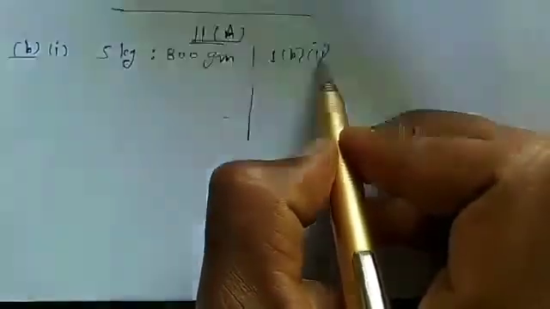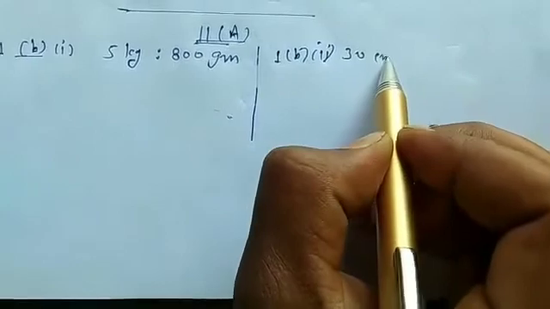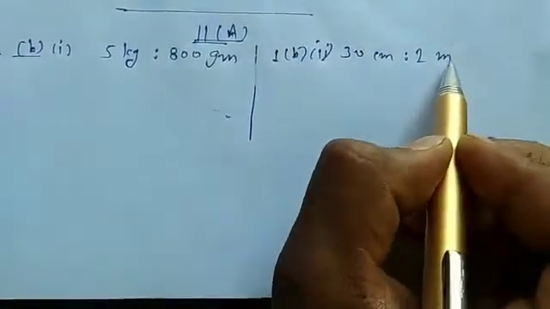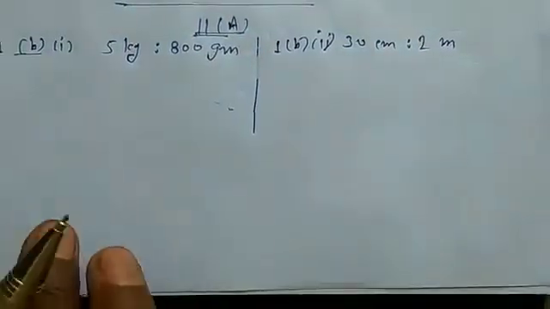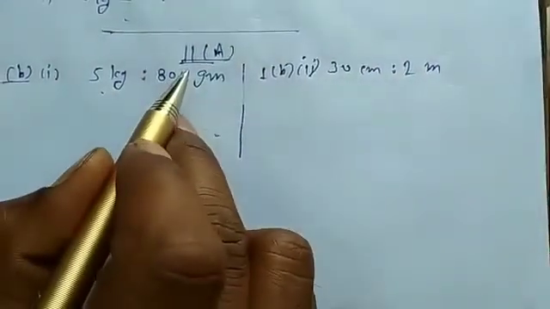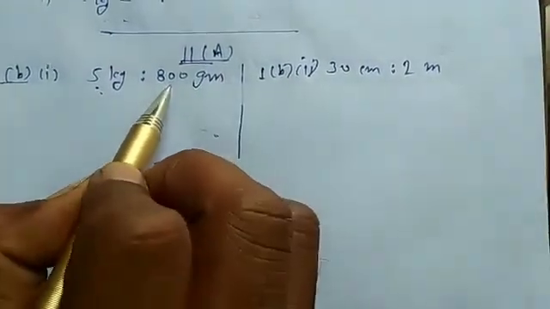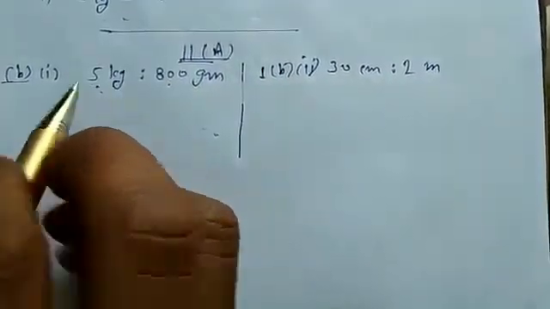This is 30 centimeter and 2 meter. 30 centimeter ratio 2 meter. Let's start. This is 5 kilogram 200 gram. So we can convert 5 kilogram into grams or gram into kilogram.